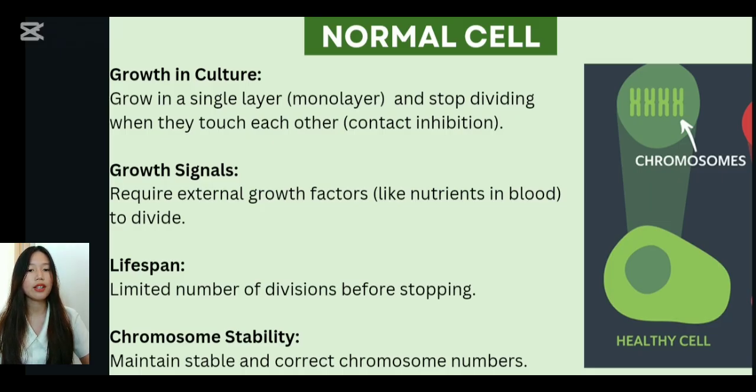So they require external growth signals such as nutrients in the blood to divide. Si normal cells ay merong limited number lang sa pagdi-divide bago mag-stop ito. Furthermore, it maintains a stable and correct chromosome number, ensuring that their genetic information remains intact throughout cell divisions. So these characteristics help ensure the proper functioning and lifespan of normal cells.